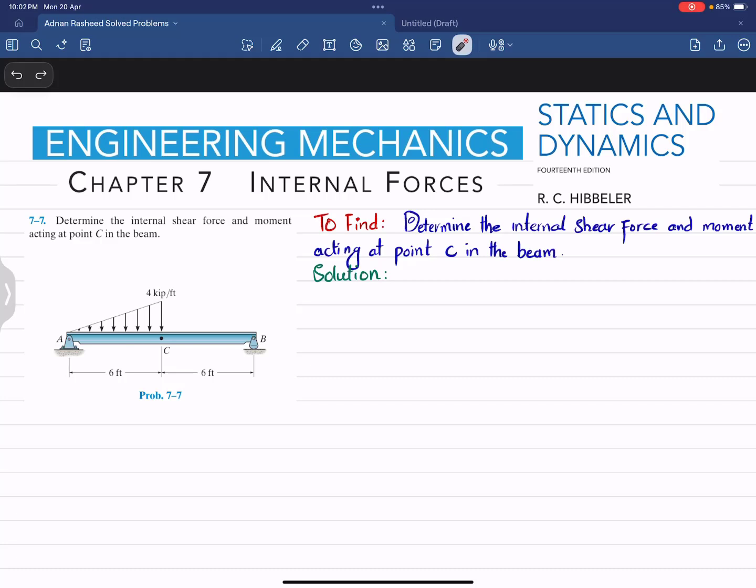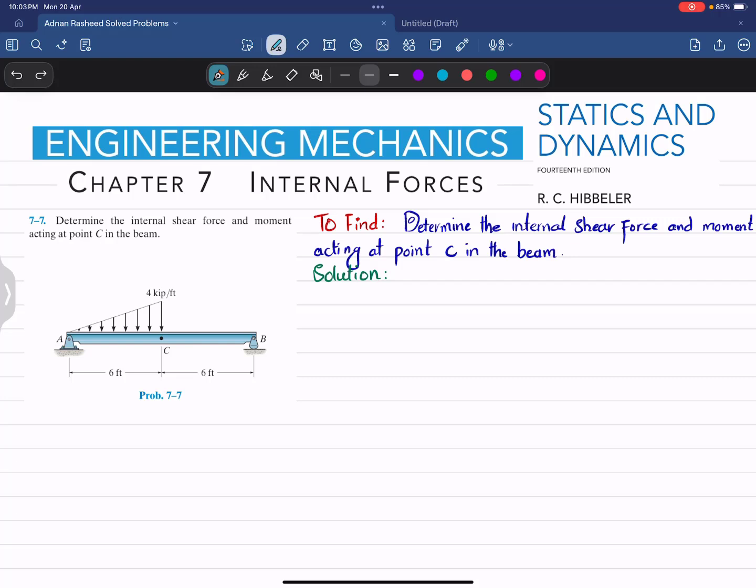Welcome back. In this video, we are going to solve problem 7-7 taken from chapter number 7, Internal Forces, of the book Engineering Mechanics, Statics and Dynamics by R.C. Hibbeler, 14th edition. The statement is: determine the internal shear and moment acting at point C in the beam. This is a simply supported beam having a triangular load starting from A till C with a magnitude of 4 kips per feet. So you have to determine the internal shear force and moment acting at point C. So let's start with the solution.